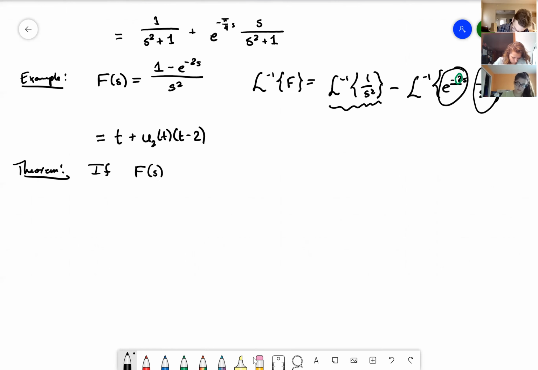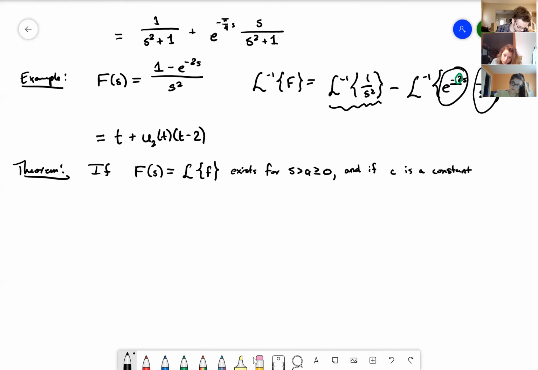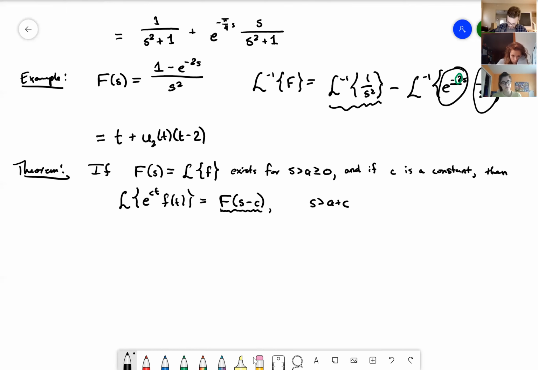So if we have that F of s is equal to the Laplace transform of f, and this exists for s greater than a, and if c is a constant, so that's how much we're shifting by, then the Laplace transform of e to the ct times f of t is equal to F of s minus c, for s greater than a plus c. So if we shift our Laplace transform function left to right, then that actually corresponds to multiplying our original function by an exponential.